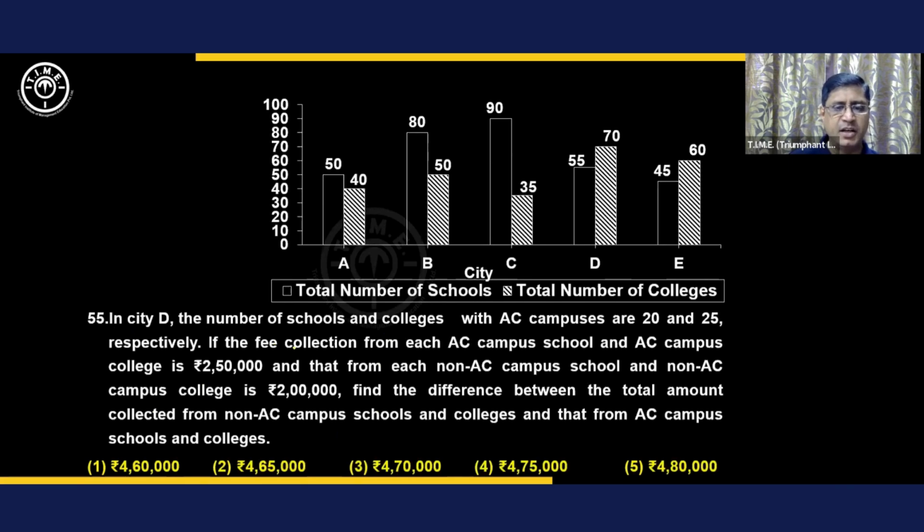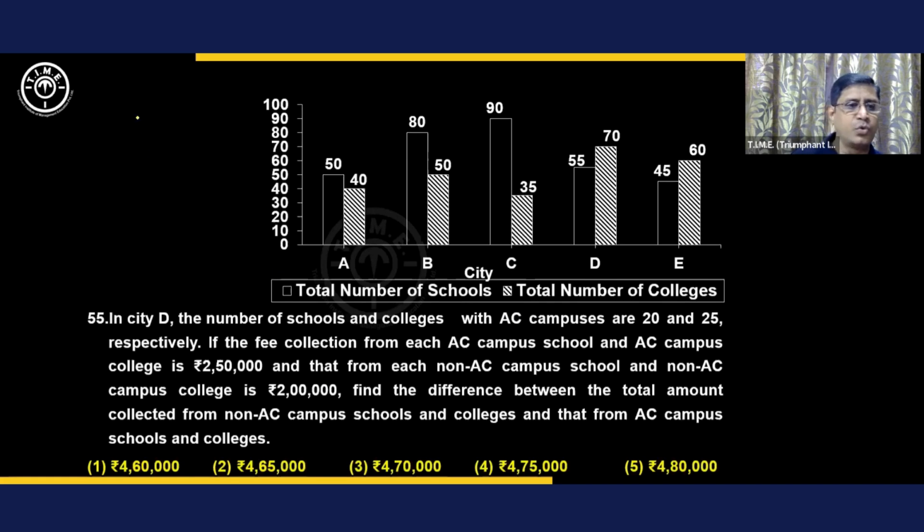In city D, the number of schools and colleges with the AC campus are 20 and 25 respectively. If the fee collection from each AC campus school and AC campus college is 2,50,000, and that from each non-AC campus school and non-AC campus college is rupees 2 lakh, find the difference between the total amount collected from non-AC campus schools and colleges and that of AC campus schools and colleges. Okay, now look at this one.